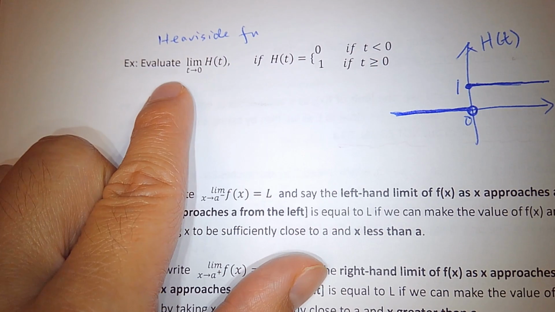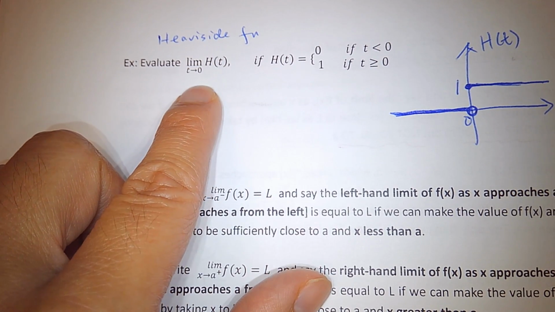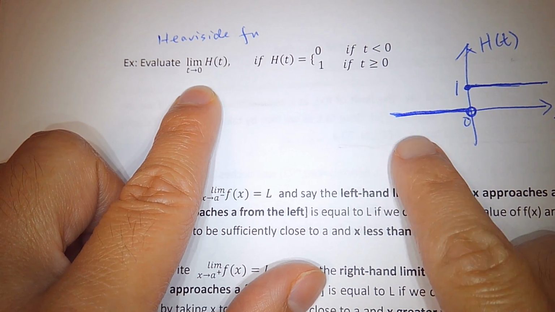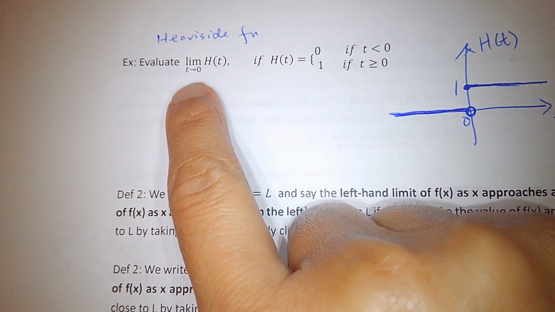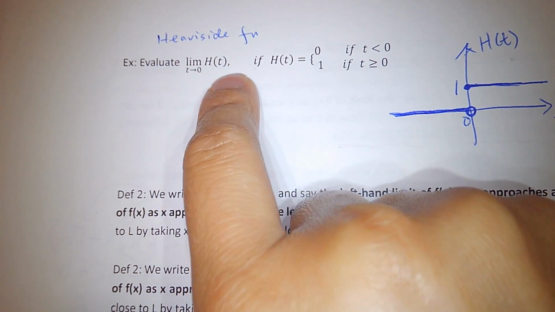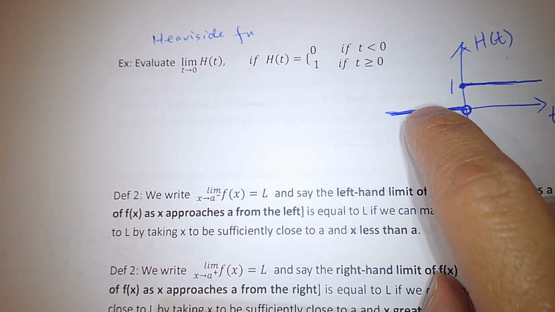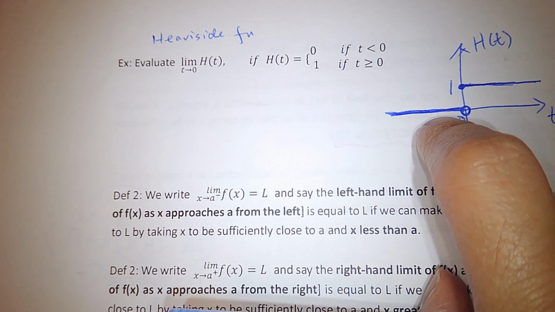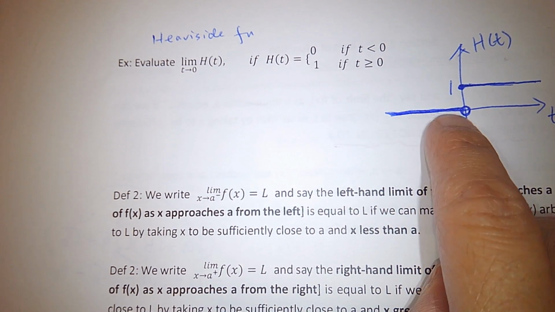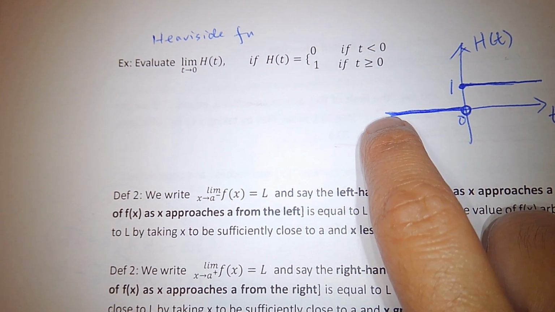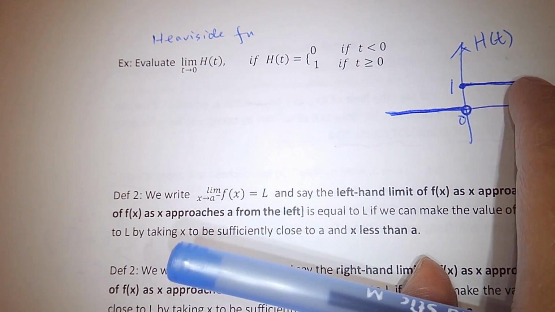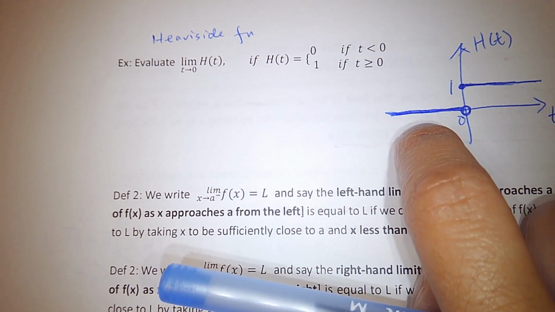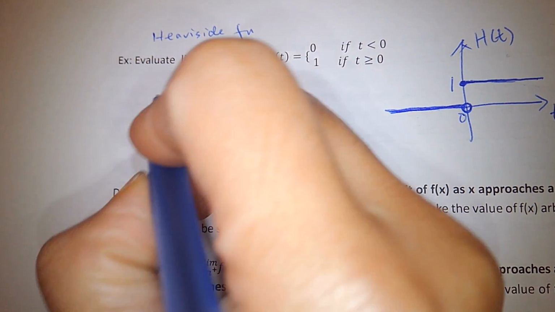What is the limit of h when t approaches 0? Does it exist? Yes or no? We say this limit doesn't exist, because in order to have an existing limit, we have to make sure that both one-sided limits exist and they equal the same value. The h value when t approaches 0 from the left side equals 0. How about when t approaches 0 from the right? The value is 1. They don't equal each other. So we say this limit does not exist.